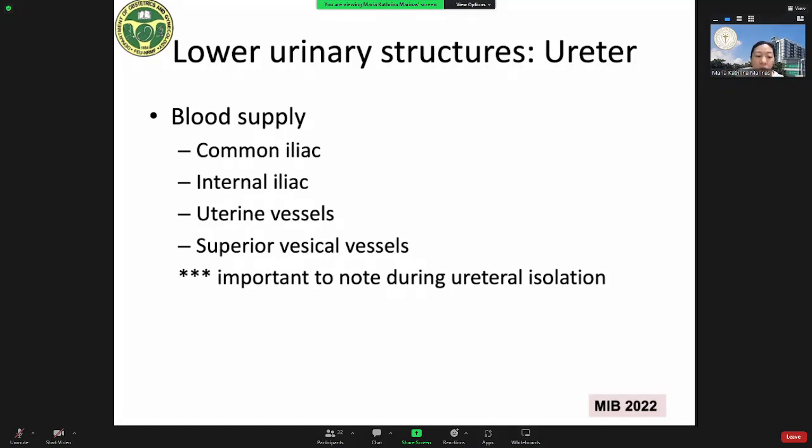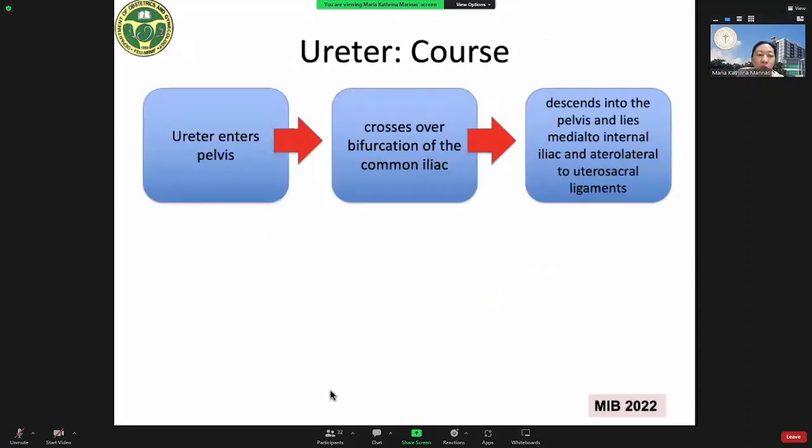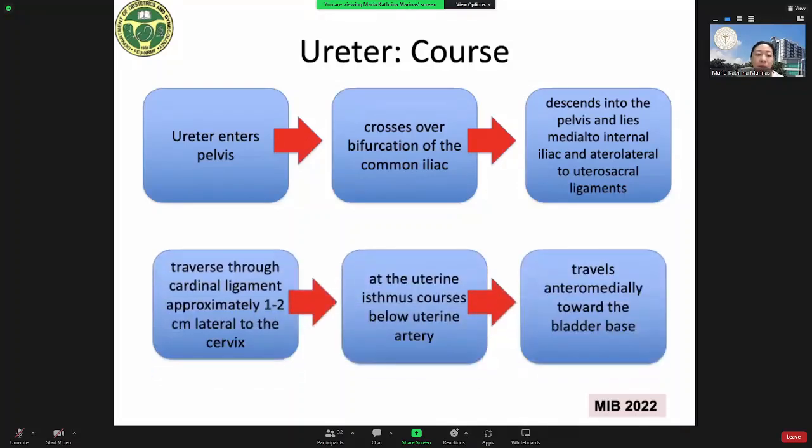It is also important to know the course of the ureter. As the ureter enters the pelvis, it crosses over the bifurcation of the common iliac. Then it descends into the pelvis and lies medial to the internal iliac and anterolateral to the uterosacral ligaments. It traverses through the cardinal ligament approximately 1 to 2 cm lateral to the cervix.